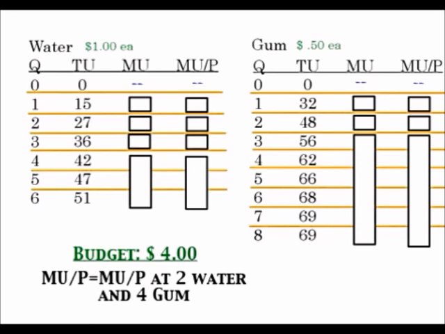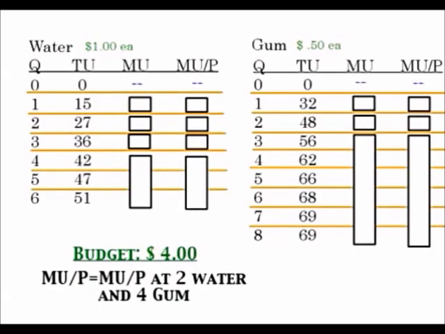Water costs $1 a bottle. Gum costs 50 cents a bottle. Our budget is $4. So we got a price, and we have a budget. Those are all items we need to keep in mind.